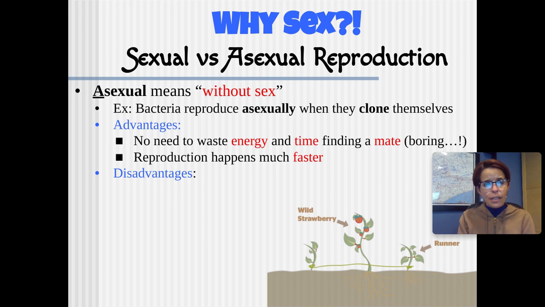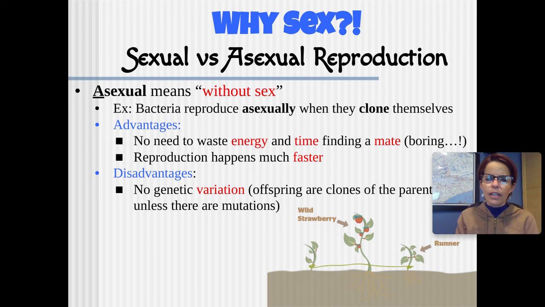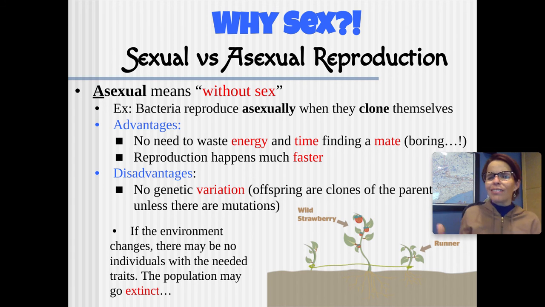That's an advantage. However, there are disadvantages. There's less genetic variation because the offspring are clones of the parent unless there are mutations. So that means that they're less able to adapt to changes in the environment, like changes in the weather or like an ice age or something like that. They have a harder time adapting to changes.